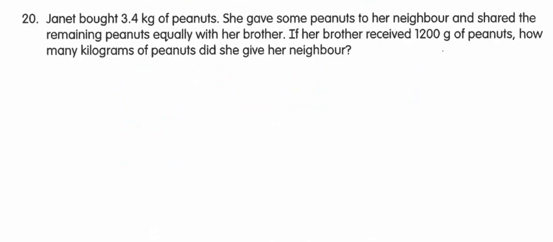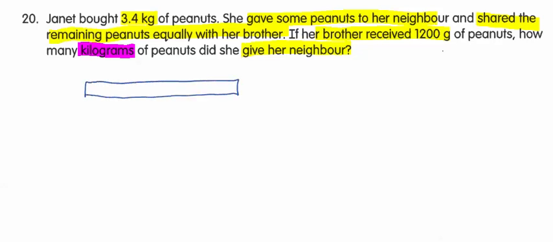Question 20. So Janet bought 3.4 kg. Again, she gave some to her neighbor and shared the remaining equally with her brother. So again, it's just she and her brother. Now if her brother received 1200 grams of peanuts, how many kilograms of peanuts did she give her neighbor? Now in order for us to understand this question a bit better, let's try and draw a model. So I have this model, and this represents 3.4 kg.